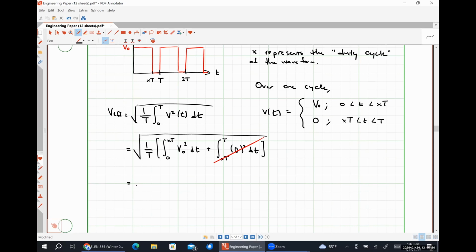Well, that's going to look like the square root of 1 over T. So our voltage is a constant, so I can actually pull that outside. So we're going to have V naught squared. And now I'm integrating dt from 0 to xT. I'm just going to keep doing this on the same line. So what's the integral of dt? T, right? So that's just going to look like the square root of 1 over T times V naught squared times xT minus 0.